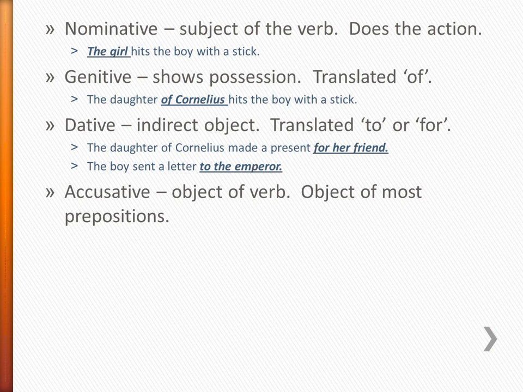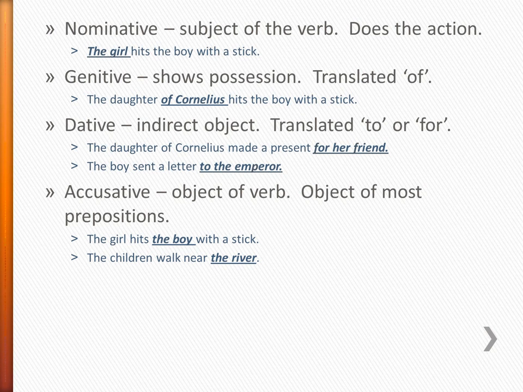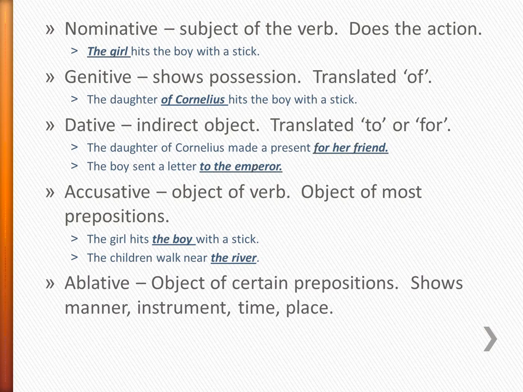The accusative is the object of the verb or the object of a preposition. So the girl hits the boy with a stick. Who gets hit goes into the accusative case, the boy. The children walk near the river. Near is a preposition. It shows place or direction, and it's followed by an accusative.